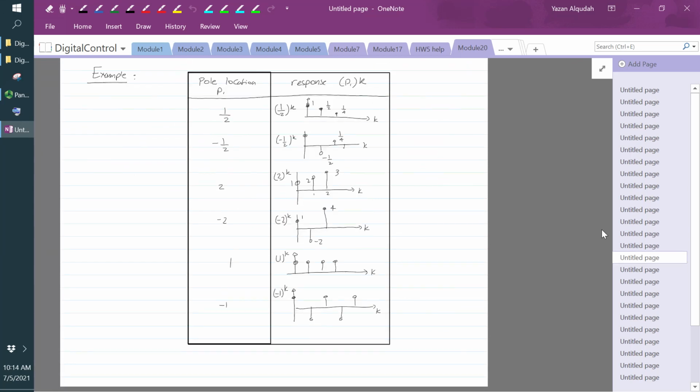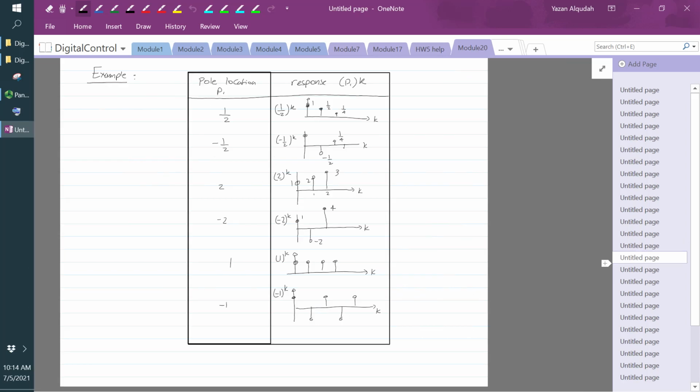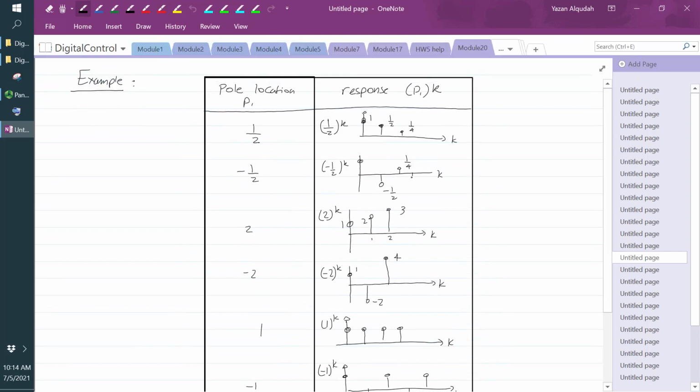Okay. Now let's look at this expression here and see how this response would look based on the values of p1 to pn. p1 to pn are the locations of the poles. So z minus p1: I have a pole at location p1, a pole at location p2, p3, all the way to pn. This is the location of the poles of the system. How does that location affect the response or the shape of the response of the system? We can look at this table here.